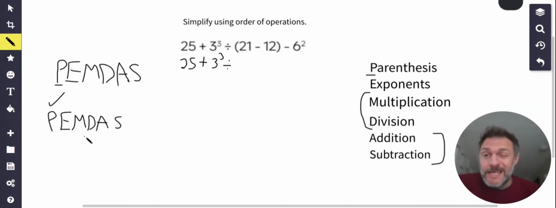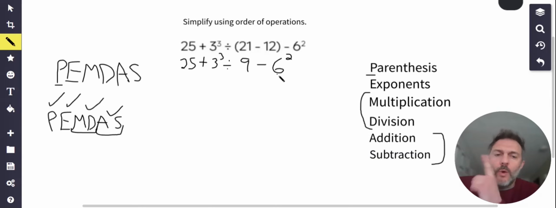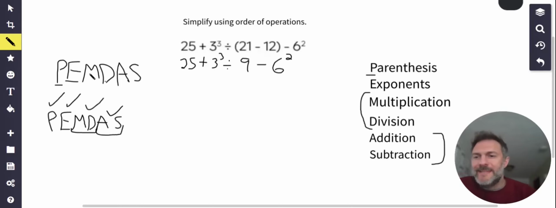But go through the checks. Is there a parentheses inside the parentheses? No. Is there an exponent? No. Multiplication, division? No. There's just the subtraction, okay? So I can do 21 minus 12, and I get 9. Notice I get rid of my parentheses once I simplify it down. So once you have one number left inside that parentheses after all your simplifications, you get rid of the parentheses. Okay, so I've dealt with my parentheses step.